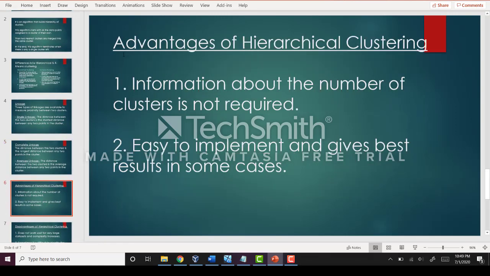Let's look into the advantages of hierarchical clustering. The first advantage is that information about the number of clusters is not required here. And the second advantage is that it is easy to implement and it gives the best results in some cases.